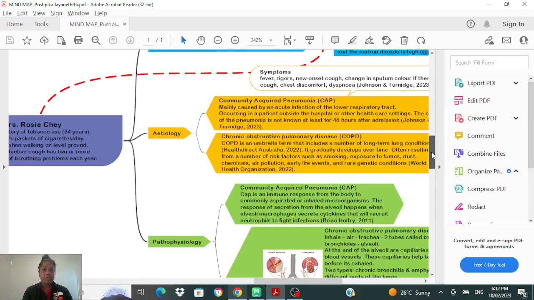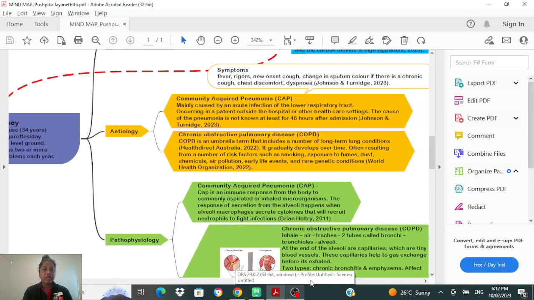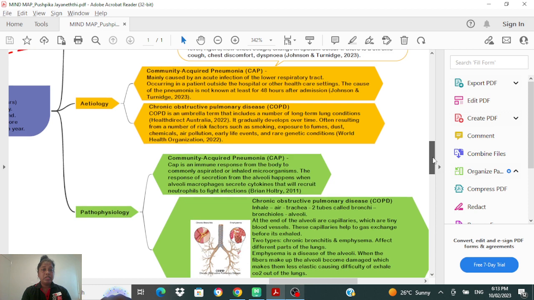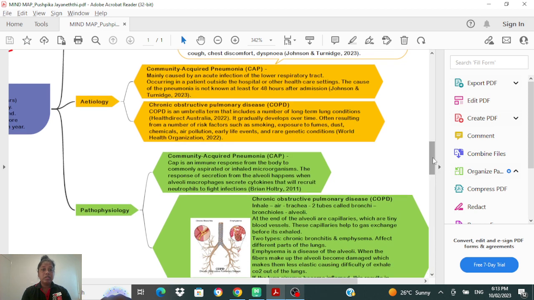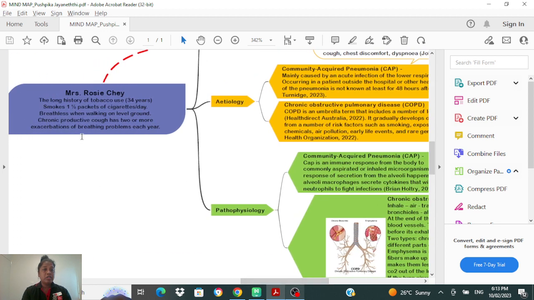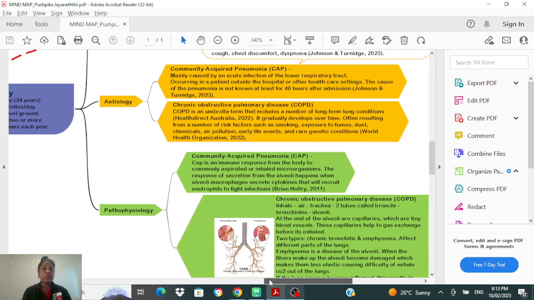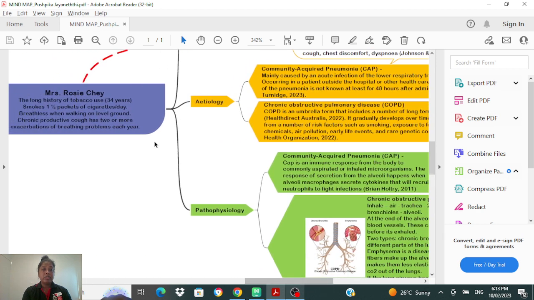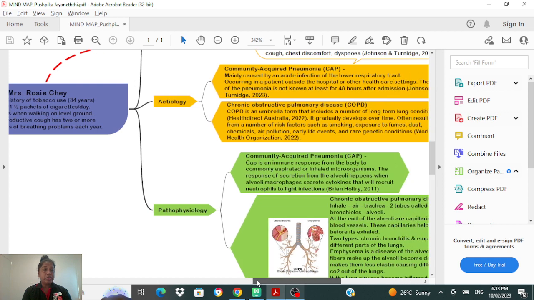So, etiology: community acquired pneumonia. When you say community, that means it happened outside the hospital, mainly caused by acute infection of the lower respiratory tract. Chronic obstructive pulmonary disease is a long-term condition that gradually develops over time. If you look at her history, it says exacerbation of breathing problems each year, which means her disease gradually worsened. It often results from risk factors such as smoking, and 1.5 packets of cigarettes is a huge amount.